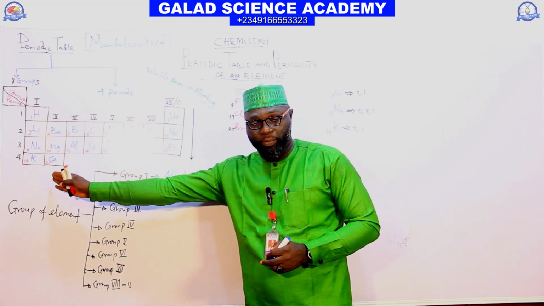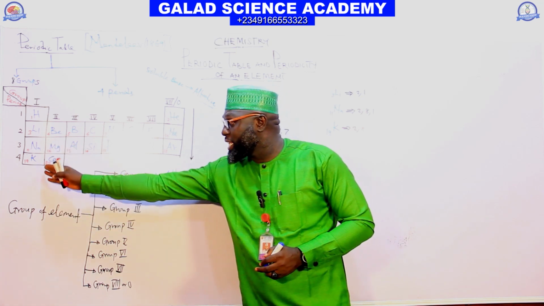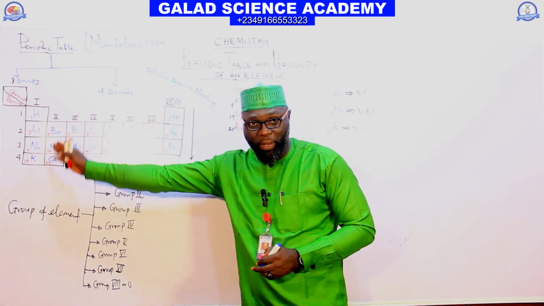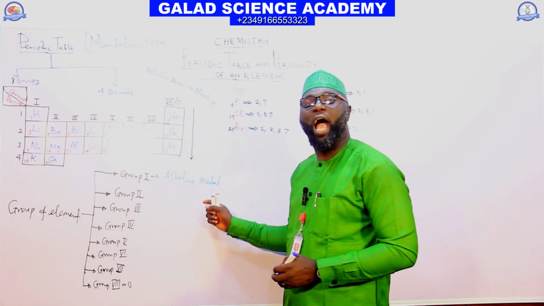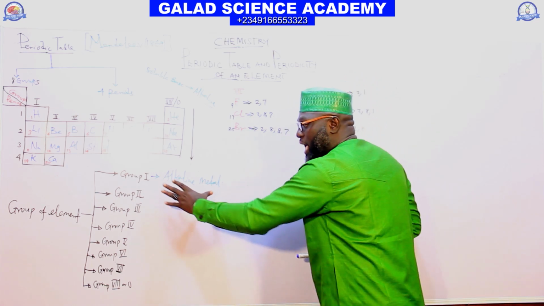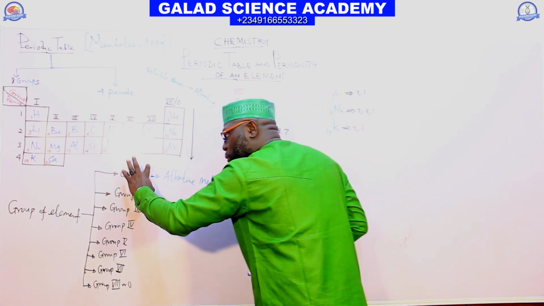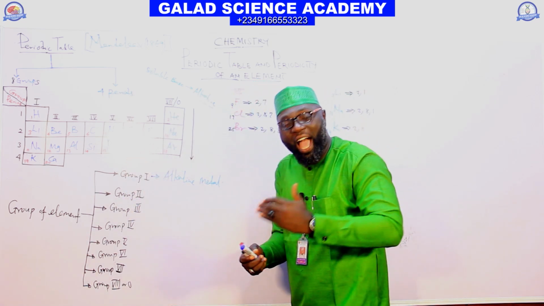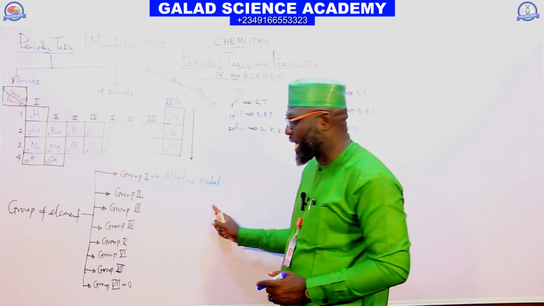So when the basic oxide of group 1 elements dissolves or reacts with water, they will give us what? Alkali. And that's why we call them alkali what? Metal. Because whenever the group 1 elements react with water, they will give us soluble base, which is alkali.